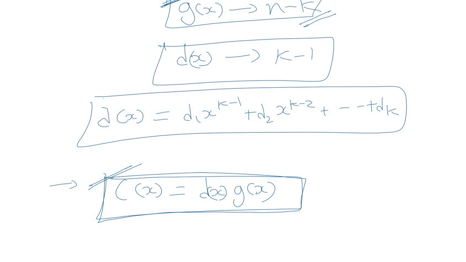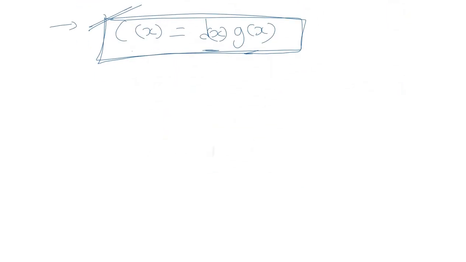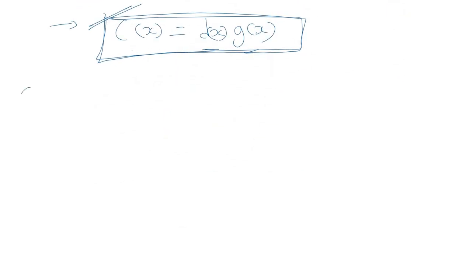Earlier we used to talk in terms of the matrix, the code matrix or the code vector, which will be equal to the data vector multiplied by the generator matrix. Now we are talking in terms of the polynomials. C of x is equal to d of x into g of x. Okay, now to get a better idea of the things, let us do one example.